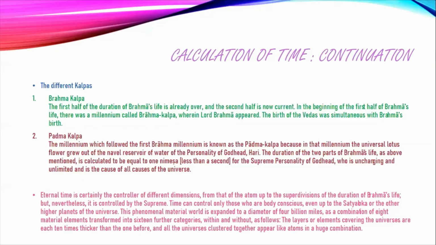This phenomenal material world is expanded to a diameter of 4 billion miles as a combination of 8 material elements transformed into 16 further categories, within and without, as follows. The layers or elements covering the universes are each 10 times thicker than the one before, and all the universes clustered together appear like atoms in a huge combination.